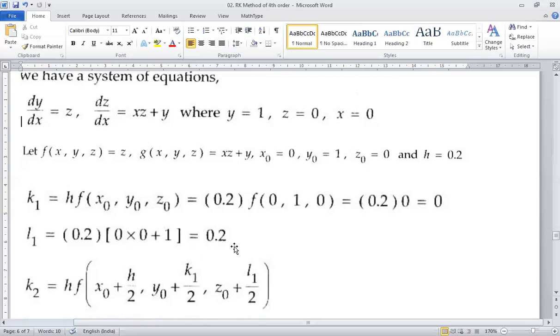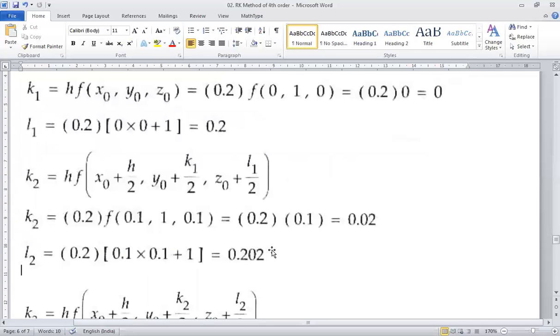Now let's move on to the value of K2. The formula for K2 is h times f of x naught plus h by 2, y naught plus K1 by 2, z naught plus L1 by 2. So let's substitute the values of all the parameters. We get K2 is equal to 0.2 times f of 0.1, 1, 0.1. Substituting this in the function f, we get K2 is equal to 0.02.